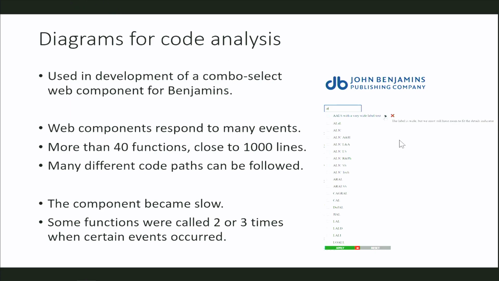I've lost my cursor. Here's my cursor. So when you click on this, it will show some descriptive text about an option. There are some buttons at the bottom that you can customize. So it's quite a large component, and all web components respond to many events during their life cycle. This component has more than 40 functions in JavaScript. It's actually at the moment over 1,000 lines because Peter asked me to implement some additional features.